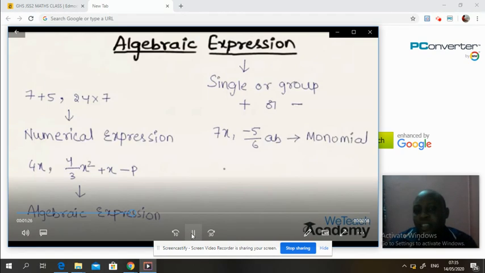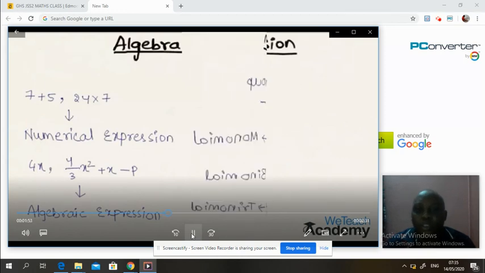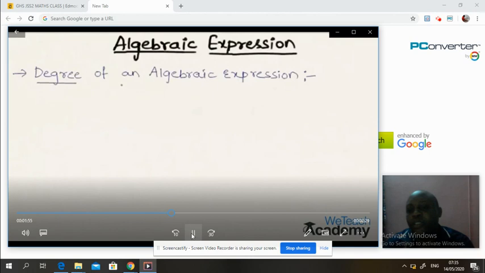When you look at 7x minus 5 all over 6AB, that is a monomial expression. When you look at 7x plus 5, that is a binomial because it has two terms. So 7x is one, the second one is 5. When you have 3x minus 3y plus 53, that is a trinomial. It has 3x as one, 3y, and the last one, the constant, is the third one.